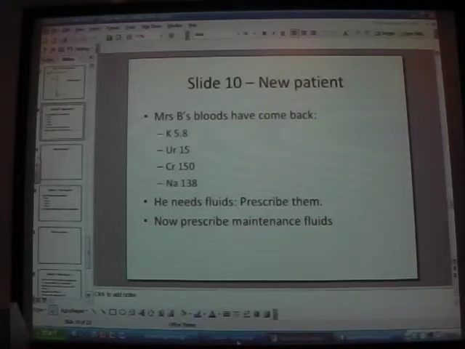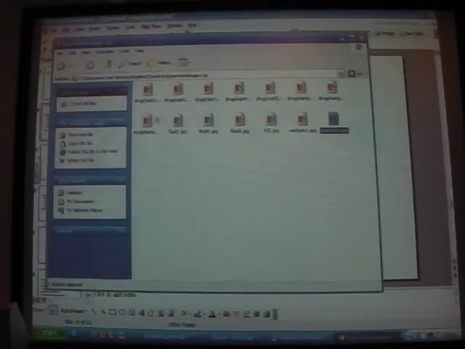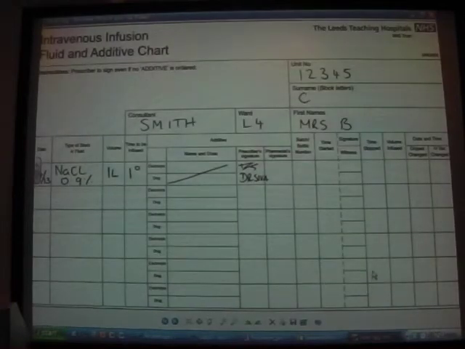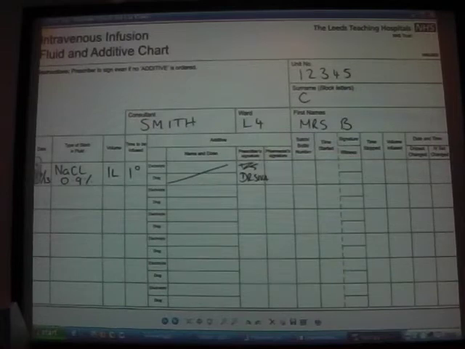Okay? So, this is what it should look like. You've got date, sodium chloride 0.9%, 1 litre, 1 hour. You cross that off because obviously they're in AKI. You're not even going to think about giving them any potassium at this point. Sign it, write your name, and you should have all of this filled out as well. Okay? That's pretty straightforward, isn't it?